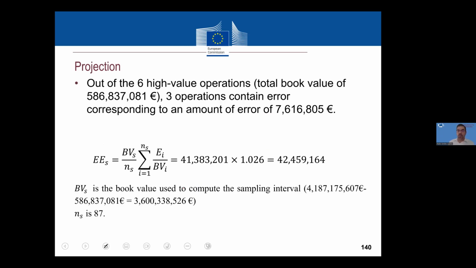And then you project the errors as usual. All of you probably remember how to project the errors. You just sum the error weights and multiply by the sampling interval, and you get the total projected error in the sampling stratum. By the way, for the high value stratum, I had 6 high value operations, 3 of those with errors, and the total error amounted to 7.6 million euros.